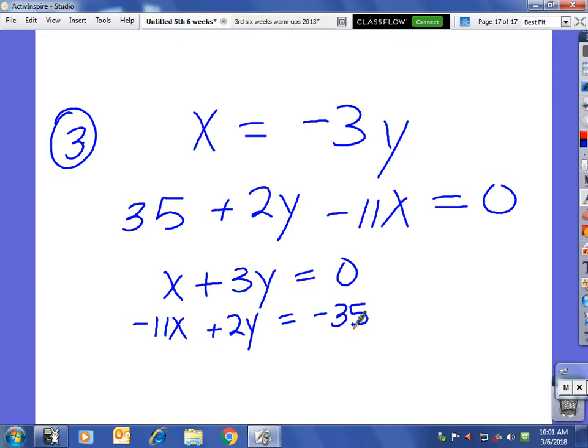You could multiply the top one by 11 and force the x's to cancel. Or you could multiply by 2 and negative 3 and force the y's to cancel. It's probably easier to multiply the top one by 11. Ariana's finding all the easy ways out today. Multiply the whole top equation by 11 so that your x's can be eliminated. Zero times 11 is 0.